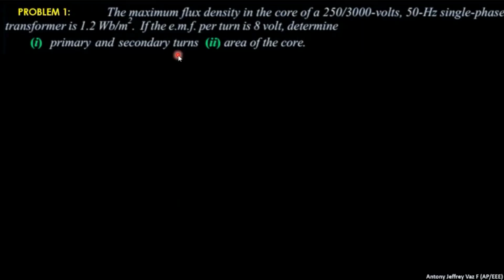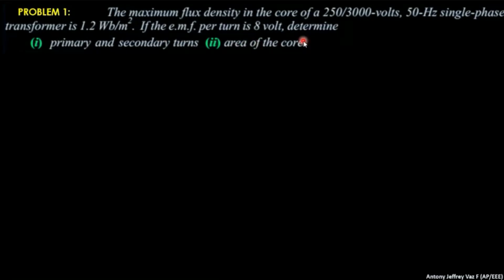The maximum flux density in the core of a 250 by 3000 volt, 50 hertz single phase transformer is 1.2 Weber per meter square. If the EMF per turn is 8 volt, determine the primary and secondary turns and the area of the core.